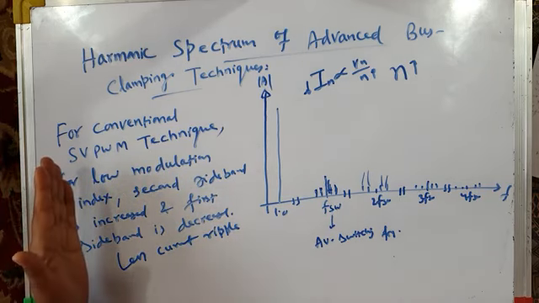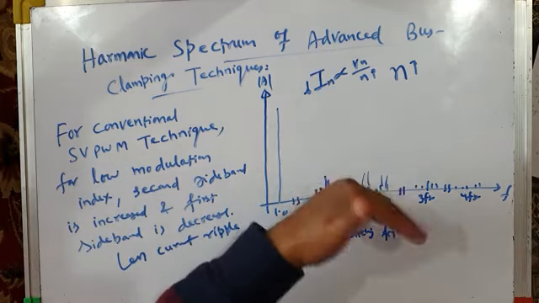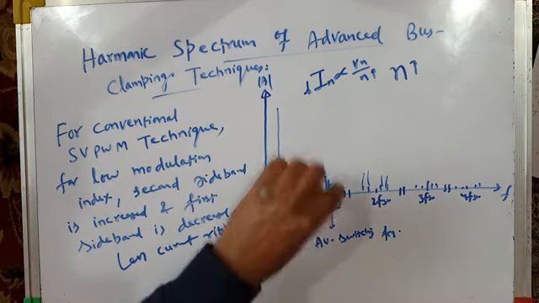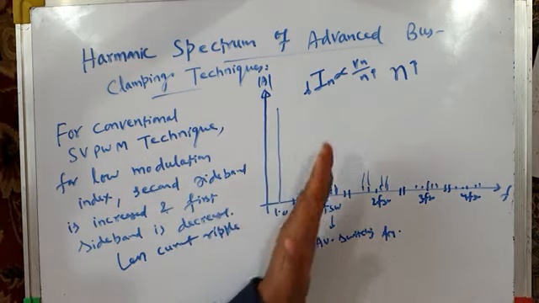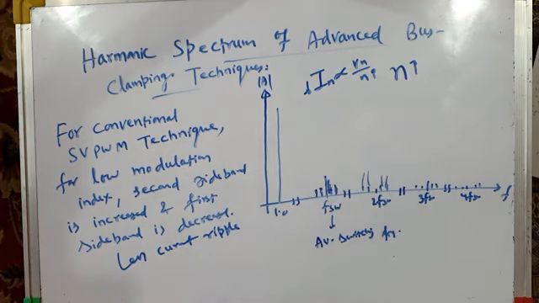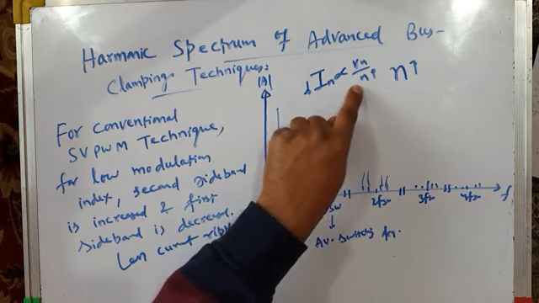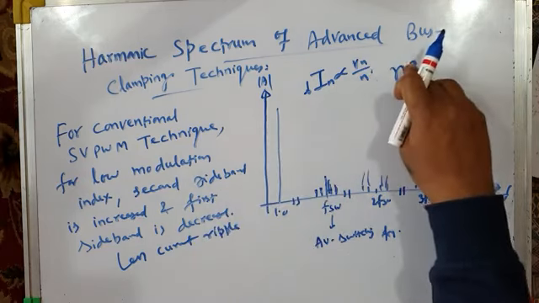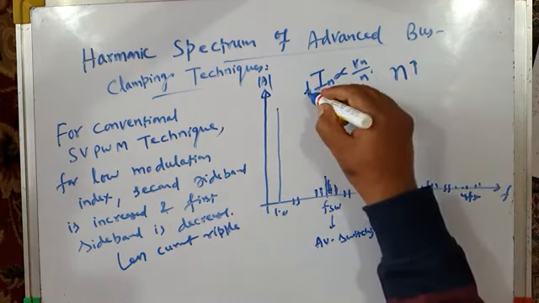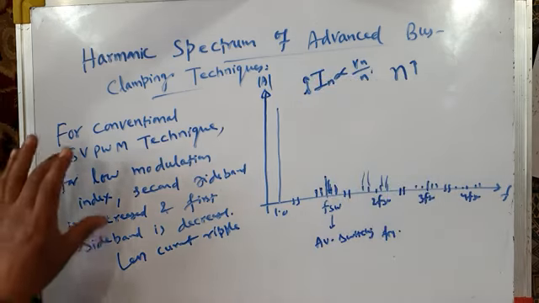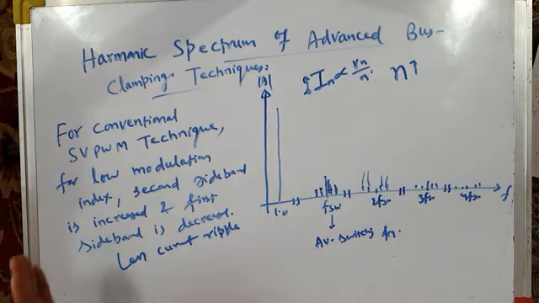At high modulation indexes, the first sideband increases and the second sideband decreases, and since the first sideband increases, the amplitude of the harmonic voltage increases. And n is not very high for the first sideband, so IN will also increase. So therefore the conventional space vector PWM technique is not suitable for higher modulation indexes as far as current ripple is concerned. It is suitable for low modulation indexes.